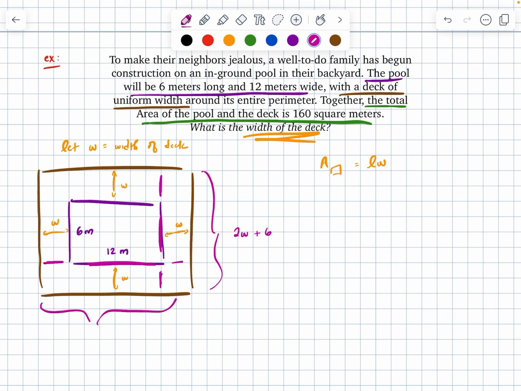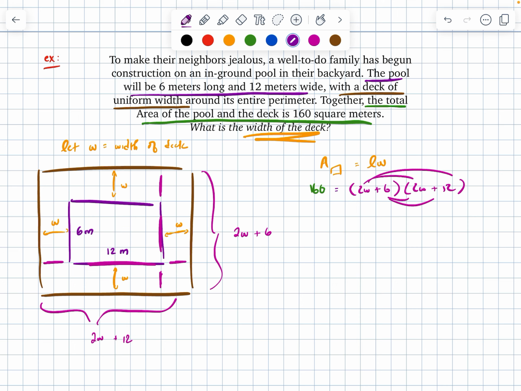Going left and right, well, I go a W across here, I go a 12 across there, and another W across here. So I've traveled 2 W's and then 12 to get all the way left and right across my pool. From there, I've just got to slot into place. So the area of this big rectangle is 160 square meters, and I know that's equal to the product of its length and width, which we just found are 2W plus 6 and 2W plus 12.